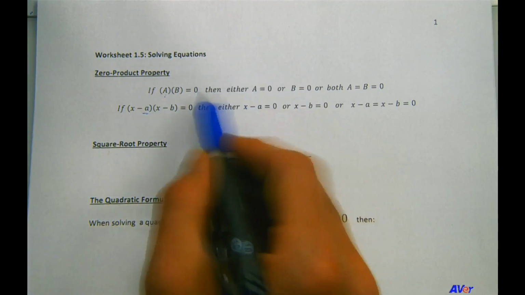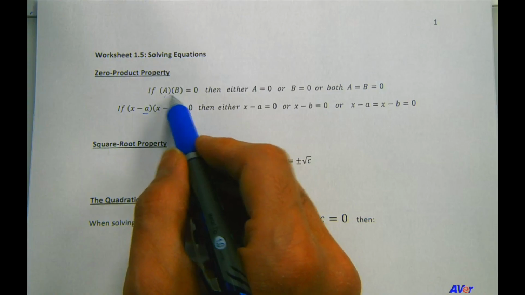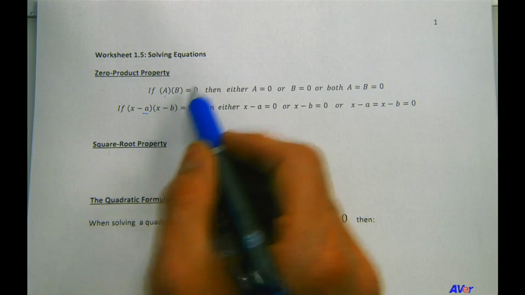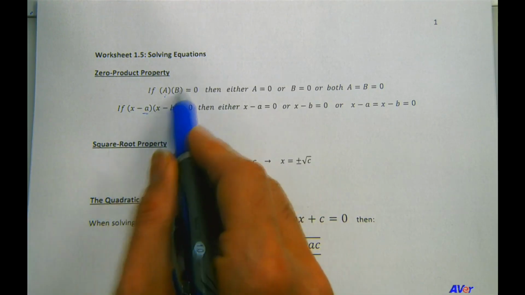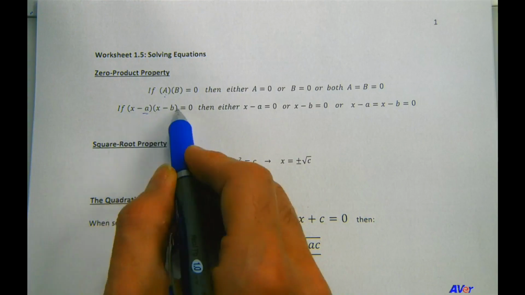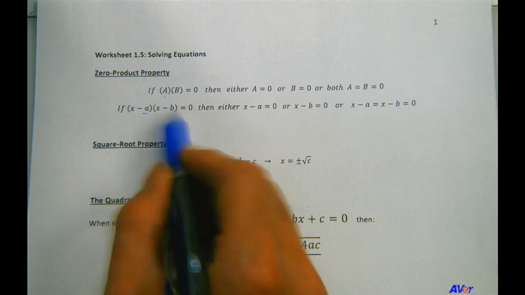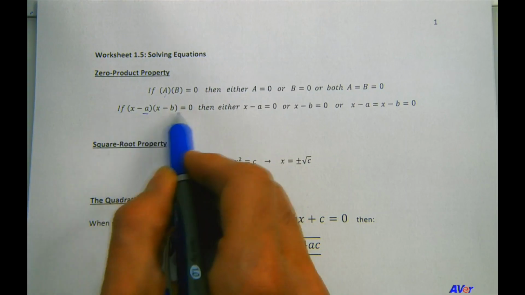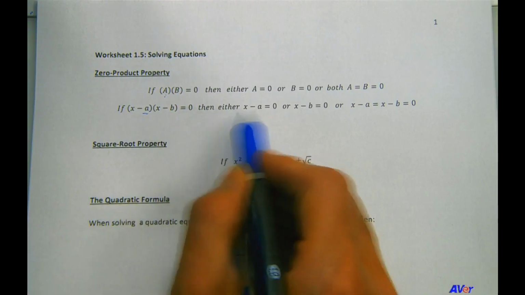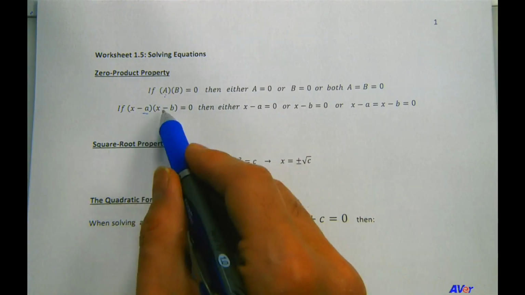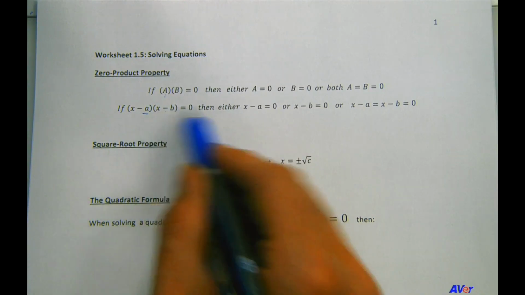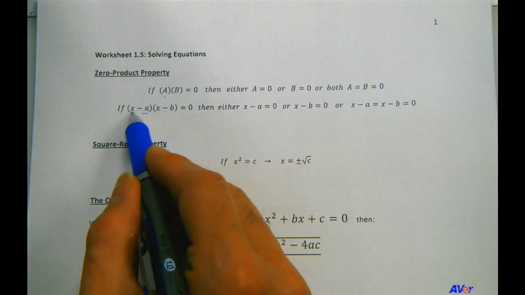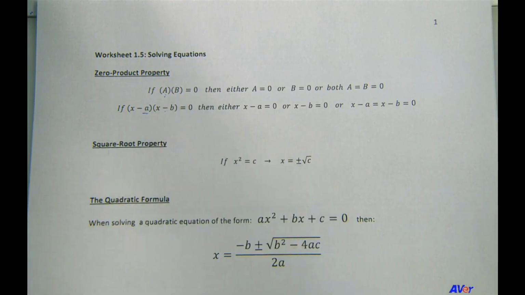Okay, like I said, this property is very important when we solve equations that are set to zero. This is the same property as that, but instead of one term, we have two terms. If the product of these two parentheses is equal to zero, then we set each parenthesis equal to zero: either x minus a equals zero, or x minus b equals zero, or both of them are equal to zero. We do that in order to solve for x from each parenthesis.